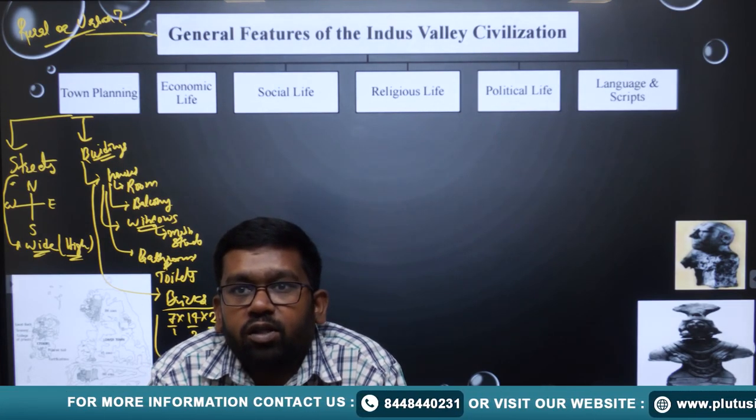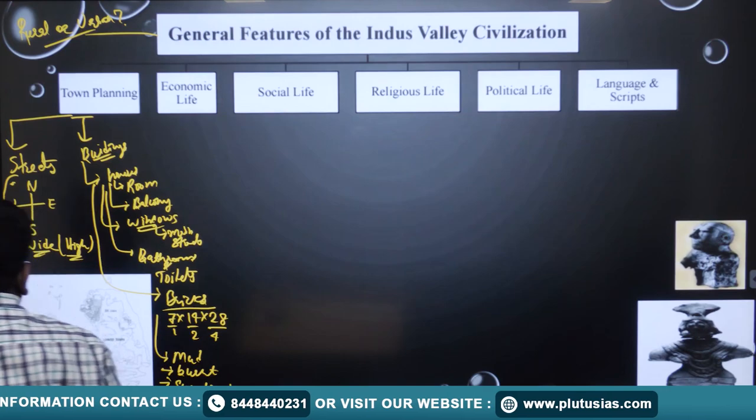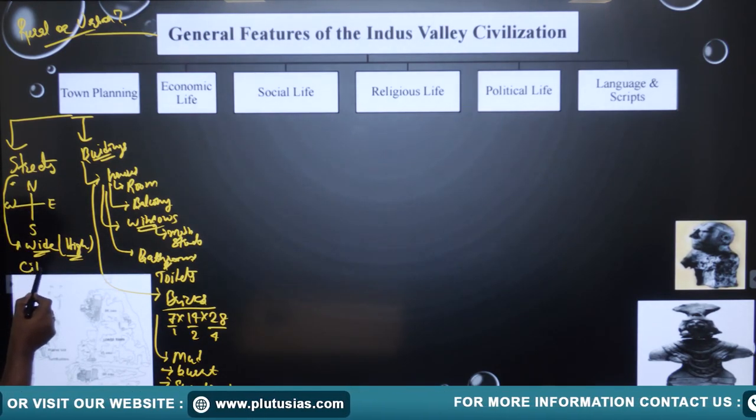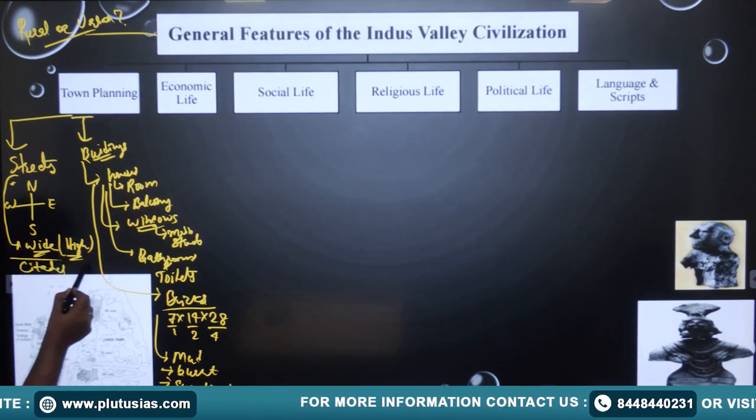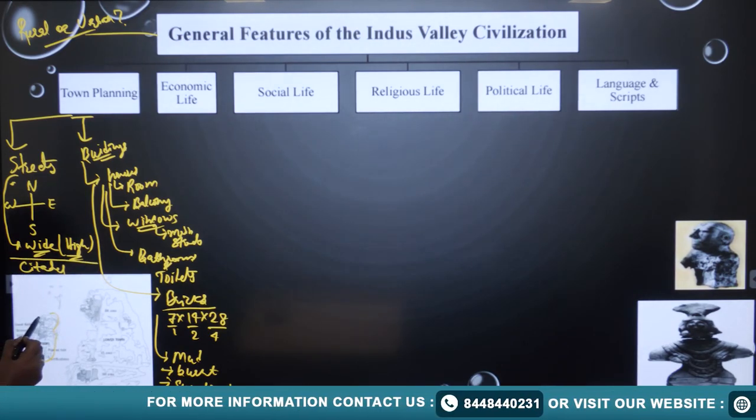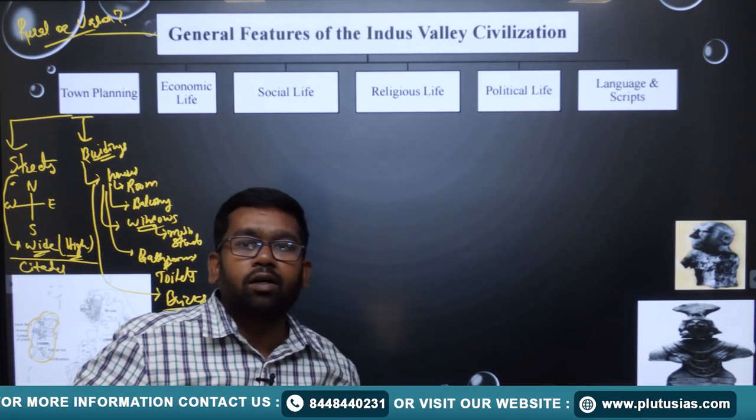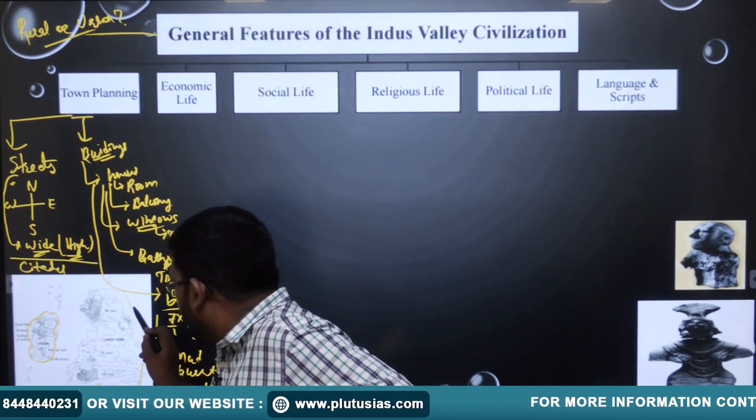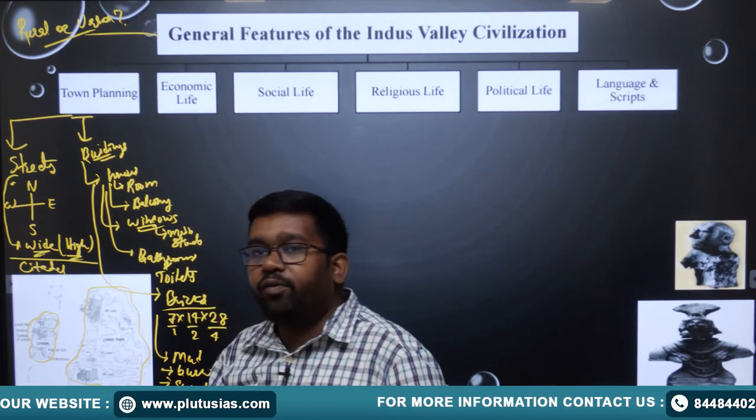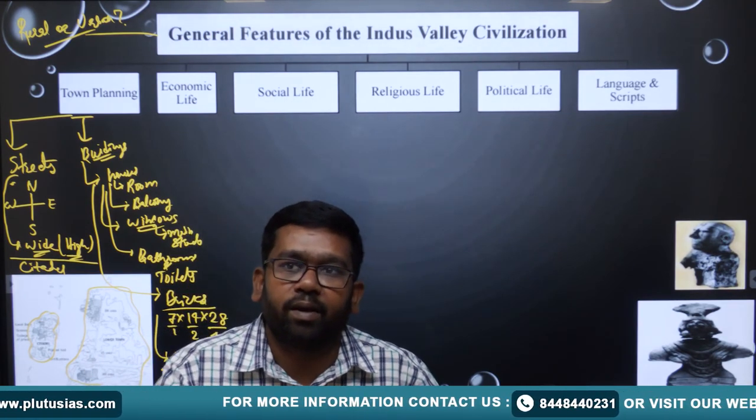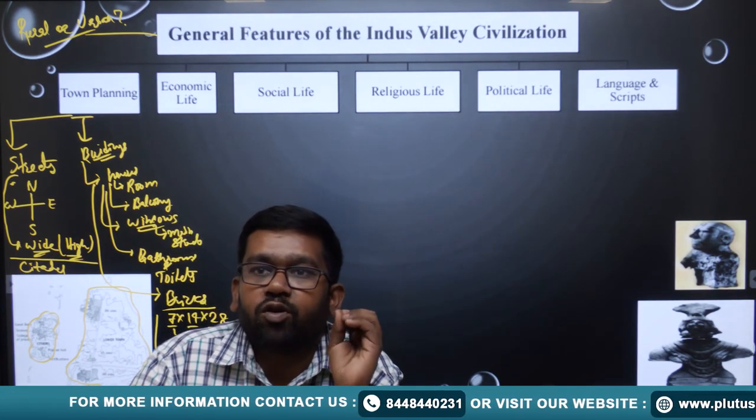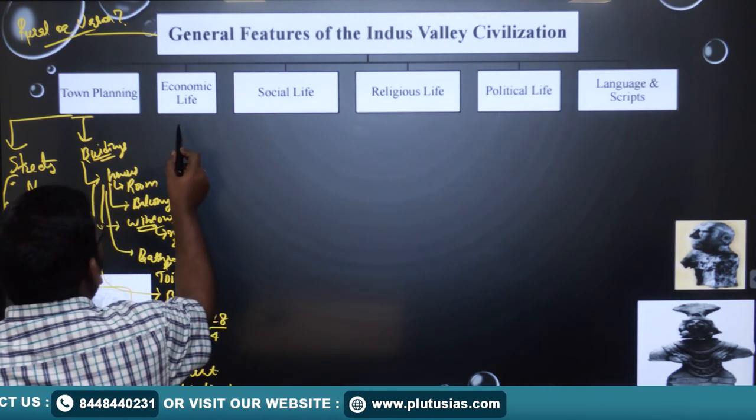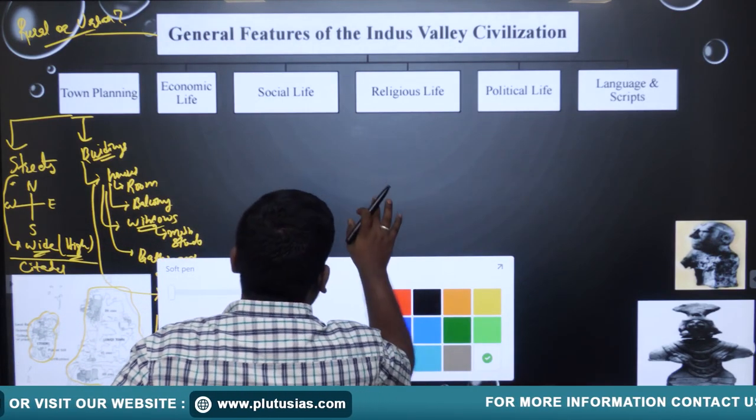If we take the example of Mohenjo-daro, the town was divided into two parts. One was the citadel, where especially the traders, masters and powerful people may have been living. The other was the lower town. So there were different sets of planning in the Indus Valley civilization, and town planning is the most important feature. As we go further, we find their economic life is very interesting for us.